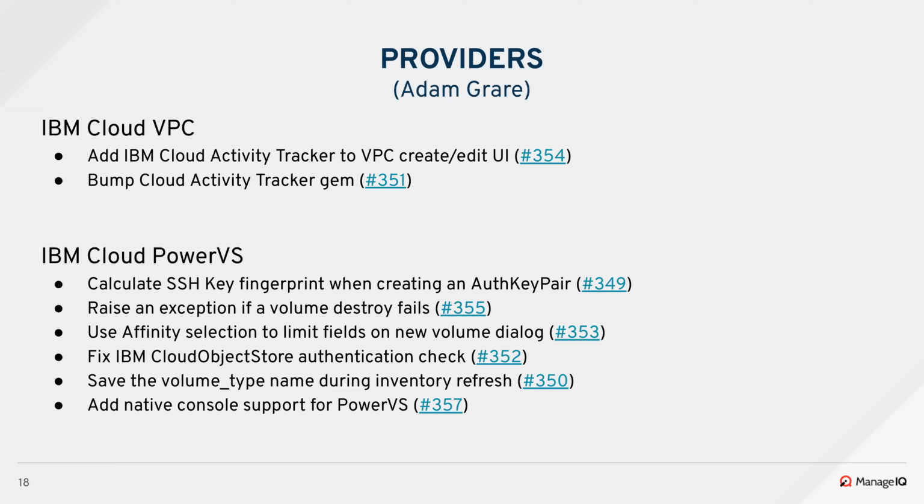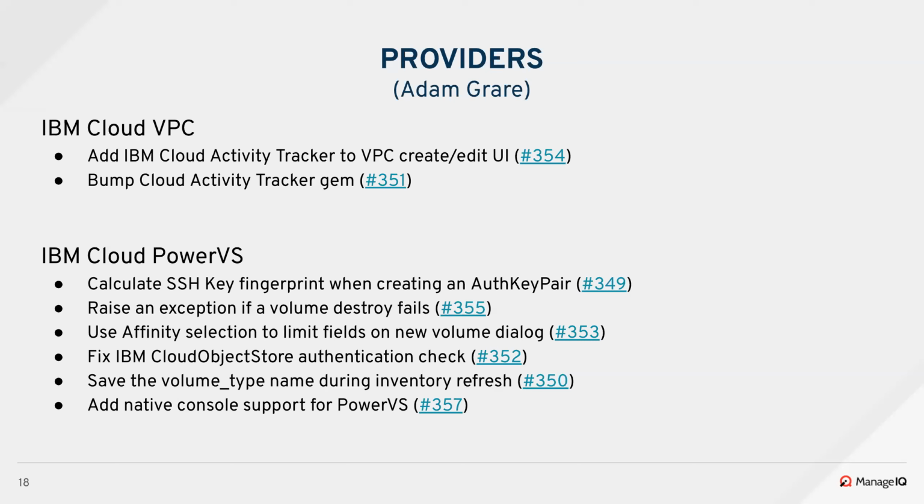The PowerVS team also fixed the Cloud Object Store authentication check. They have an additional authentication record that they're using for their image import workflow, and it was not being checked as part of the authentication check. We were only checking the default authentication. They also added the ability to save the volume type name during inventory refresh, so it's a little bit more user-friendly to see what the type of the volume is. The built-in name was not necessarily that helpful, but the description of the volume type was.